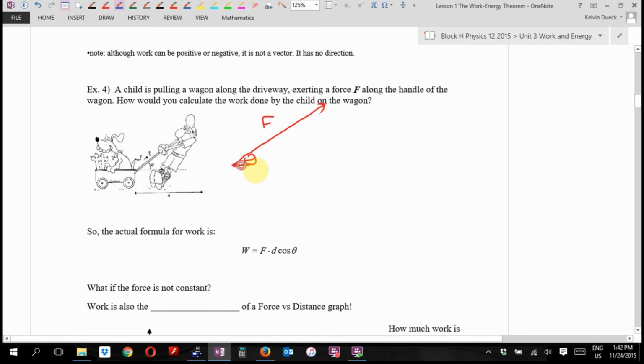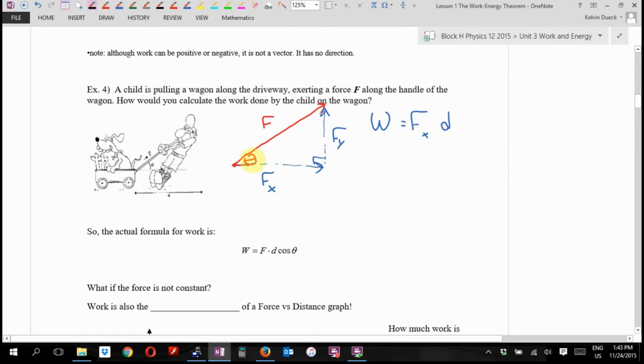We would break this into components Fy and Fx. Hey, this is almost good review for your test next class. Which force is in the same direction that the wagon is going to move? F, Fy, or Fx? Fx. So really, work equals Fx times distance.